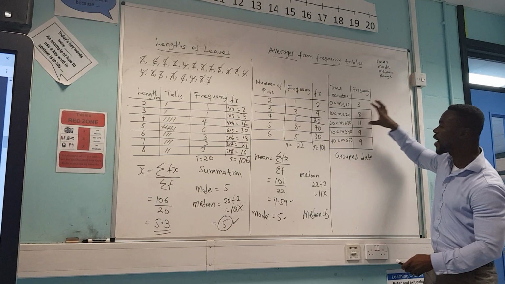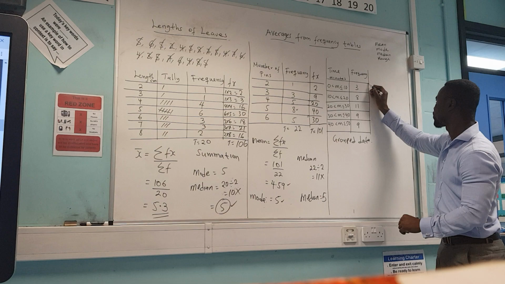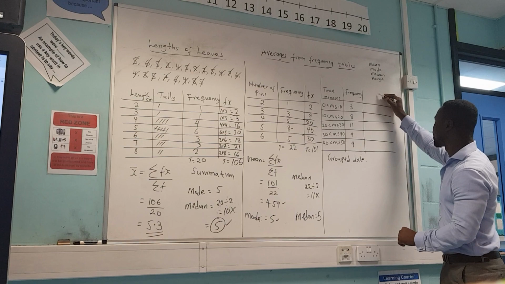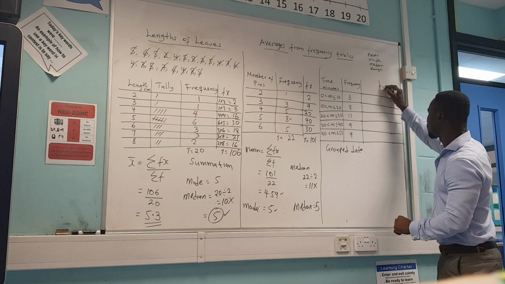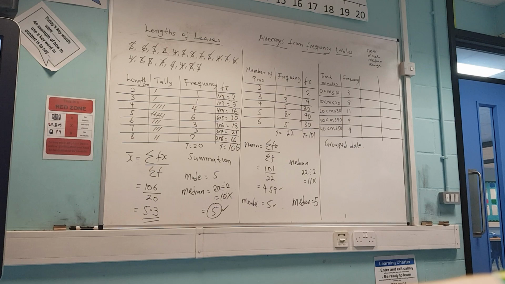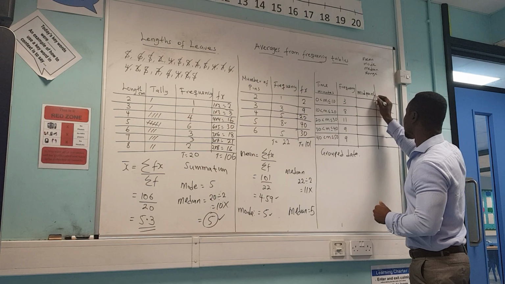So to find the mean of a group data, we are going to add 2 more columns. That is how we do this one. This would have 2 more columns added. And I will explain what the columns are. The first column, we call it the midpoint. M-I-D-P-O-I-N-T. Midpoint. What does the midpoint mean?